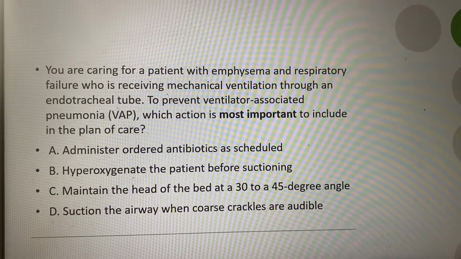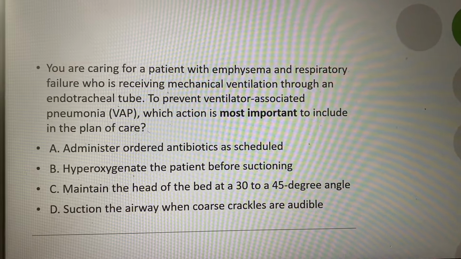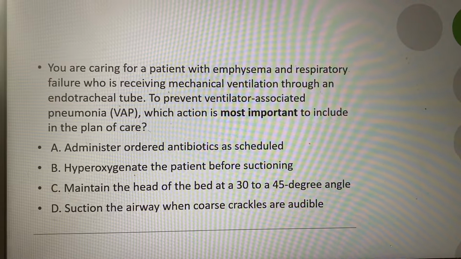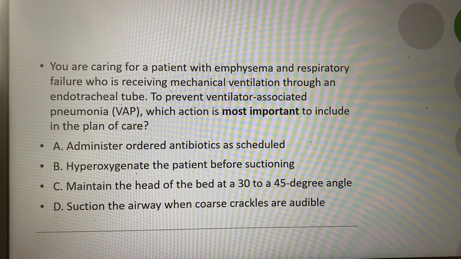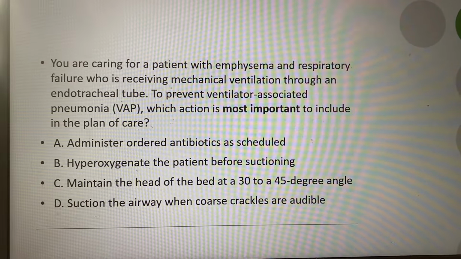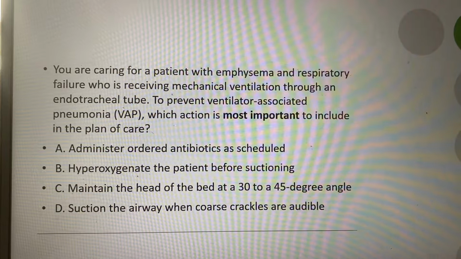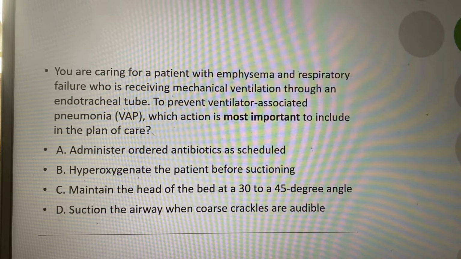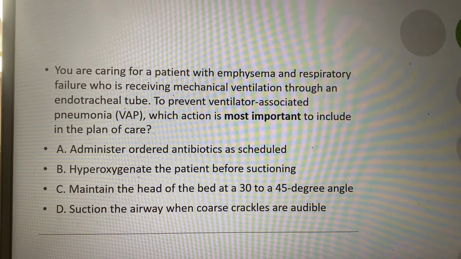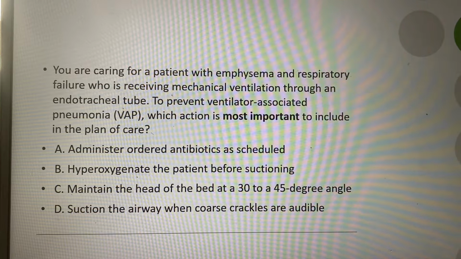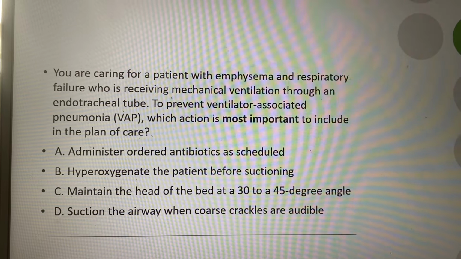All right, so you are caring for a patient with emphysema and respiratory failure who is receiving mechanical ventilation through an endotracheal tube. To prevent ventilator-associated pneumonia, VAP, which action is most important to include in the plan of care? So we have a respiratory failure, emphysema client on mechanical ventilation, and I need to know the best, or most important, way to prevent VAP, ventilator-associated pneumonia.